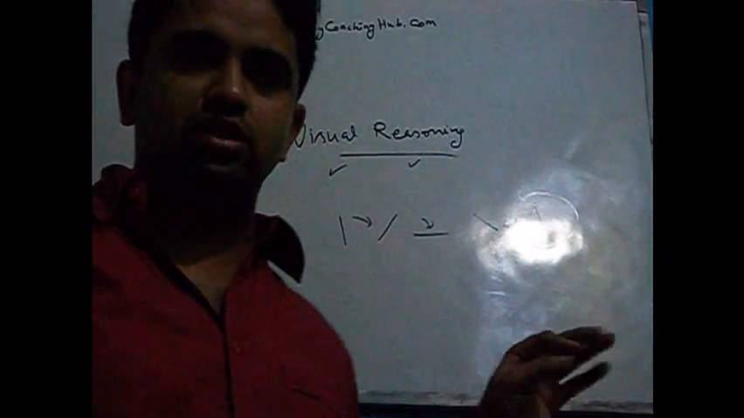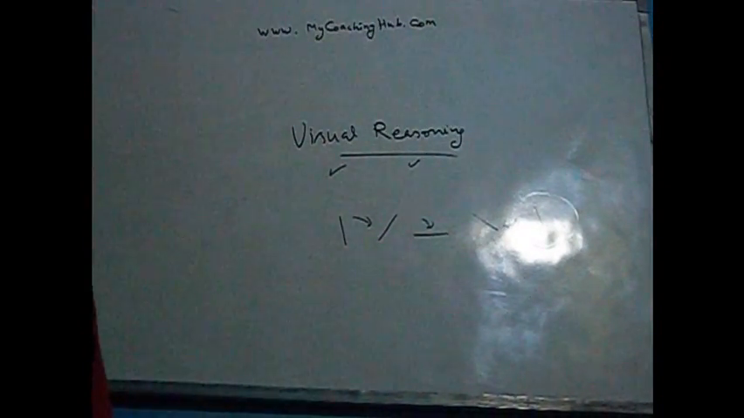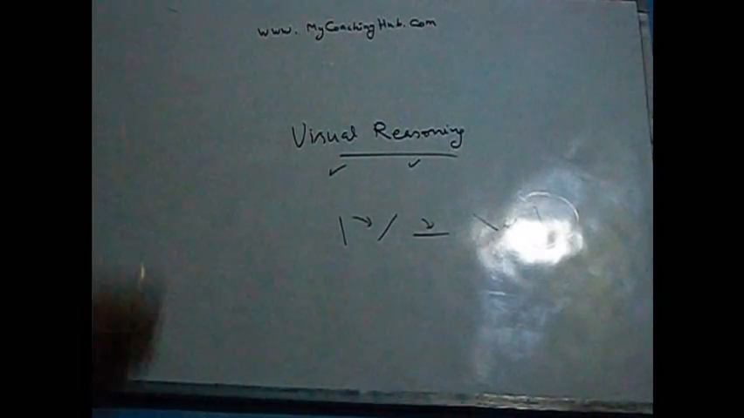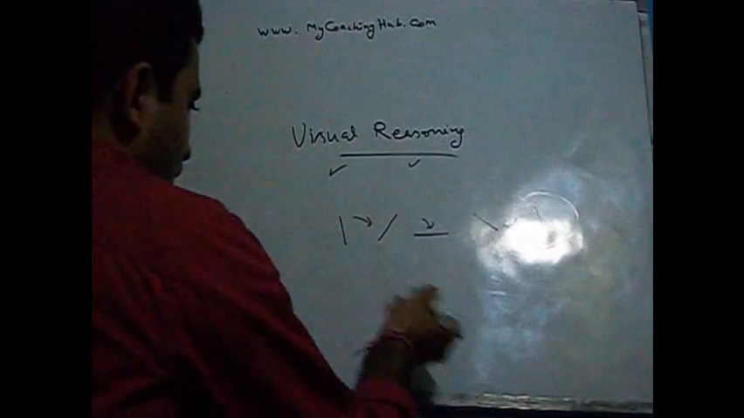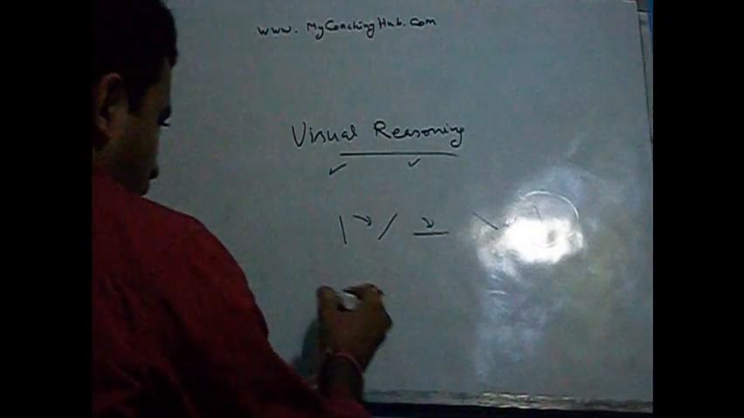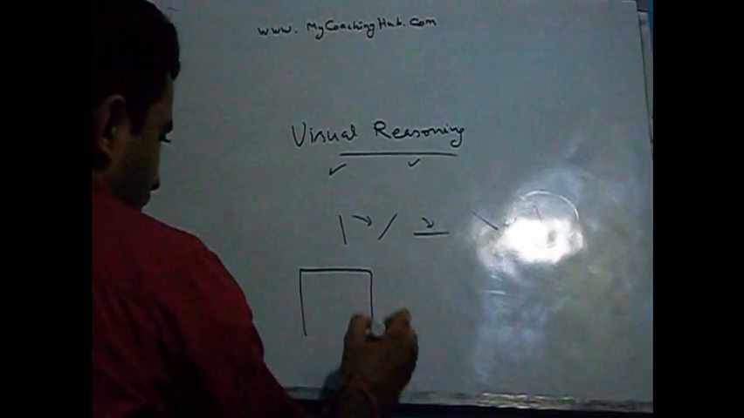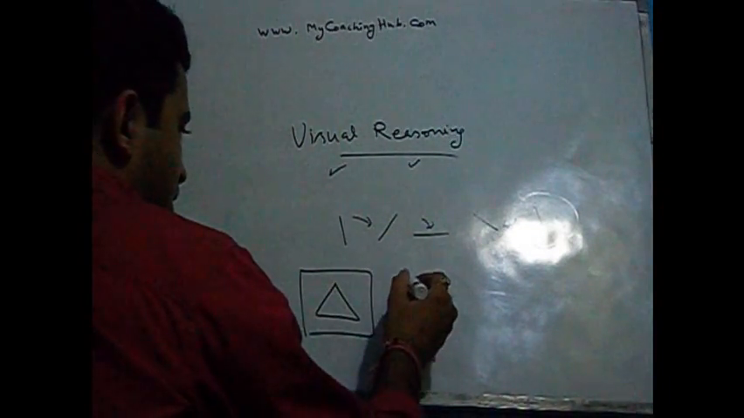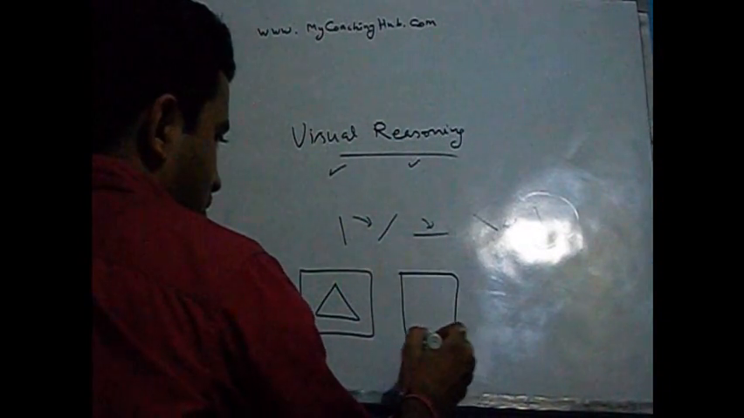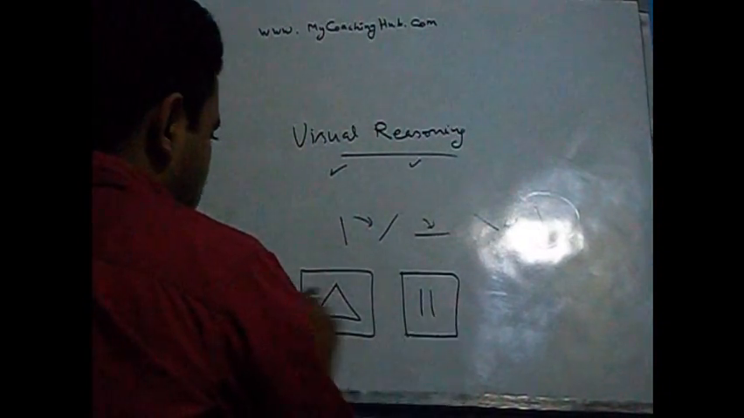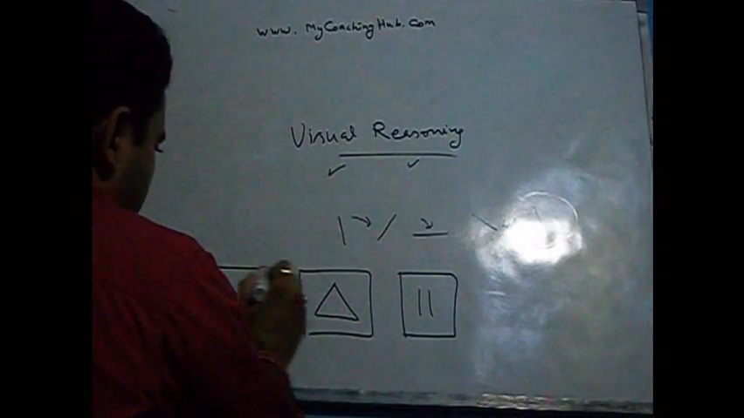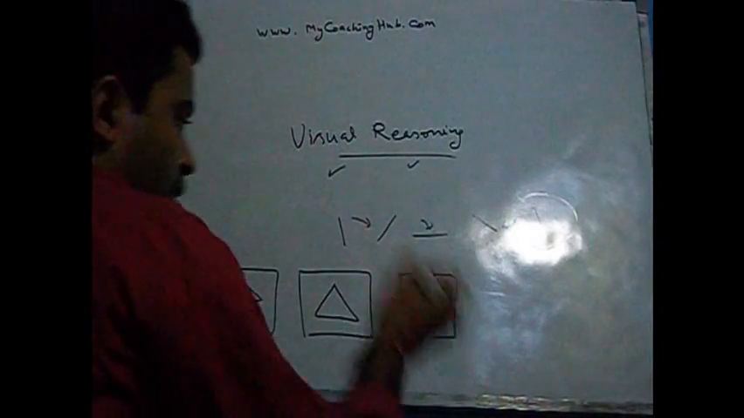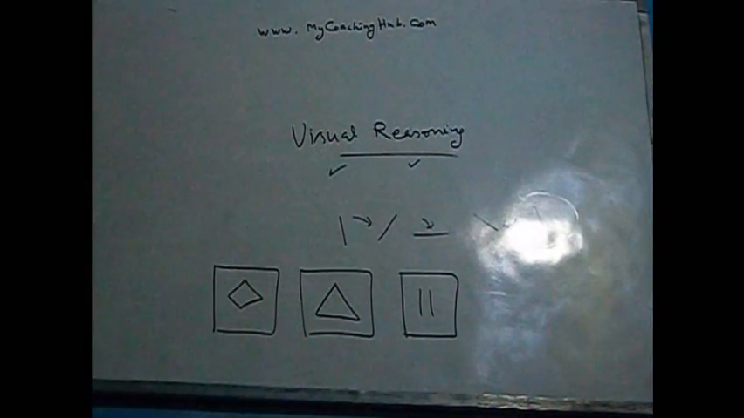Visually having a look at this, you are able to identify कि next figure इस series में क्या होने वाली है. या एक और example लेते हैं. Suppose there is another series. Suppose this is a series of these 3 figures.